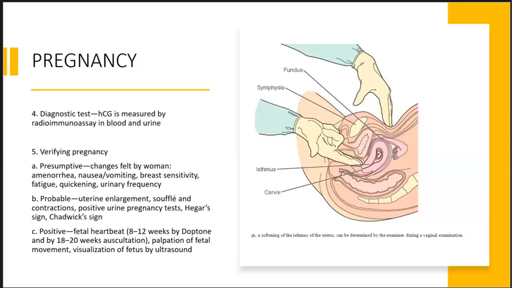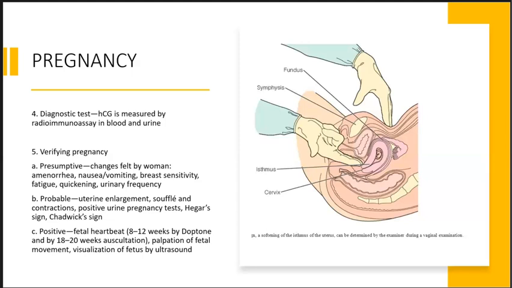We have the probable signs of pregnancy. What we're looking at is probable. What's the probability that she's pregnant? You want to see changes. So these are changes that are observed by the examiner. You see the uterus is enlarged. There's uterine enlargement that tells you probably this lady is pregnant. There will be contractions and SOFU. That's also a probable sign.